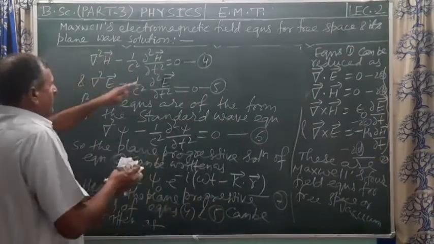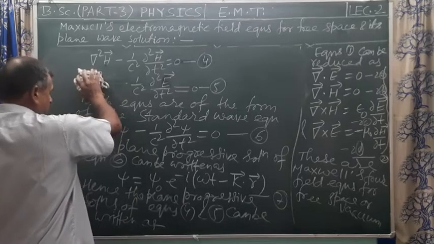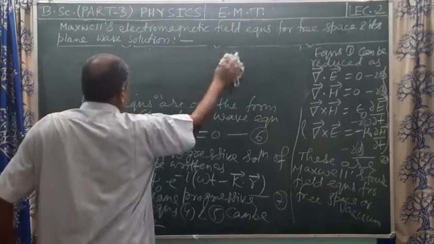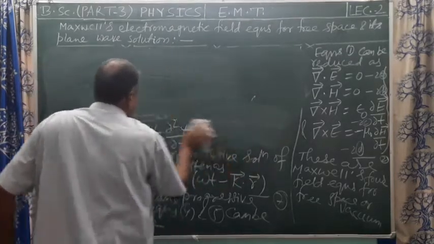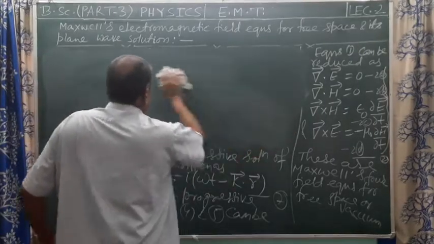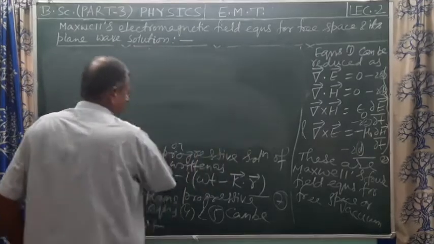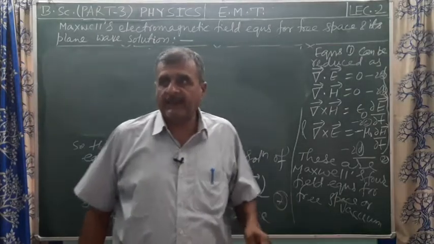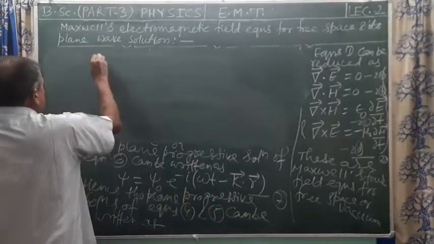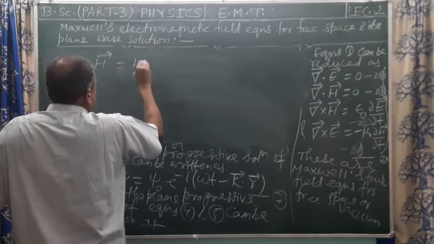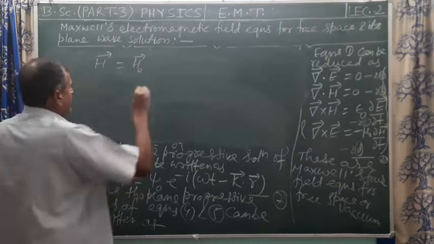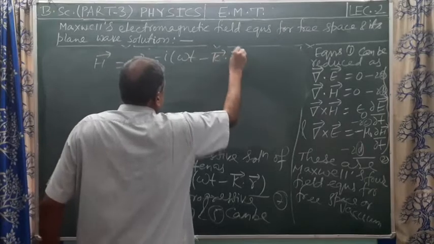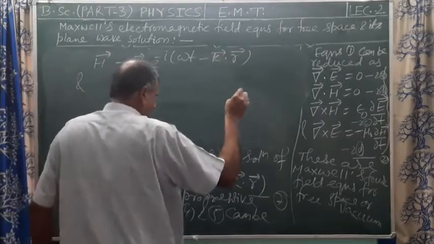For equation 4, we can write H vector is equal to H naught e to the power minus i omega t minus k dot r. So the plane progressive solution of equations 4 and 5 can be written similar to the plane progressive solution of the standard wave equation. For the magnetic field, H vector is equal to H naught, where H naught is the amplitude of the magnetic field intensity, e to the power minus i omega t minus k vector dot r vector. And this is, suppose, equation number 8.